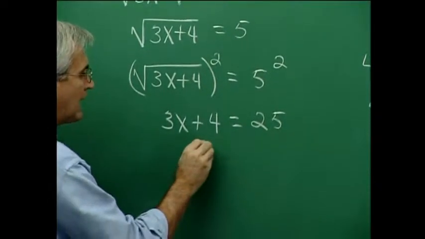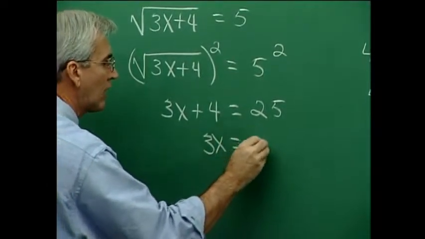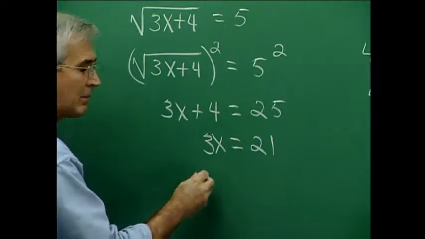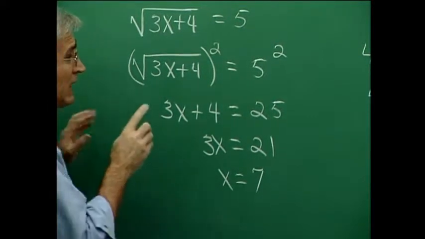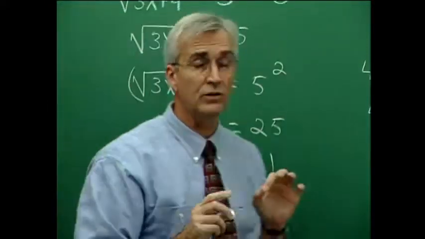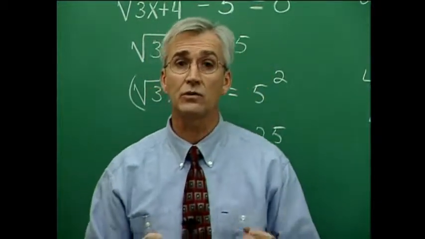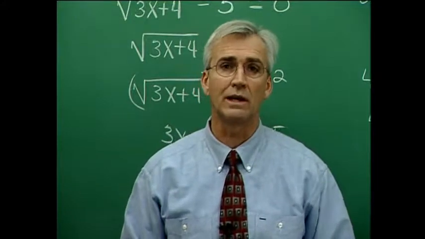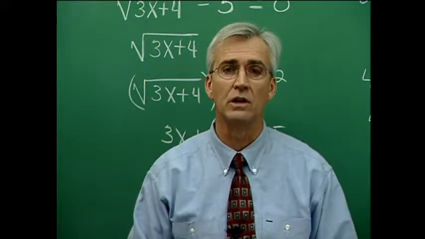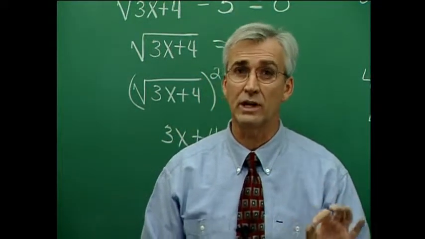Subtracting 4 on both sides, it's easy to see that we get 21 on the right. Dividing by 3, we find x to be 7. Okay, now, in performing this squaring operation on both sides, sometimes extraneous roots are created. We create roots that we really don't want. They're really not solutions to the equation. So for that reason, it's pretty important to check the solutions.